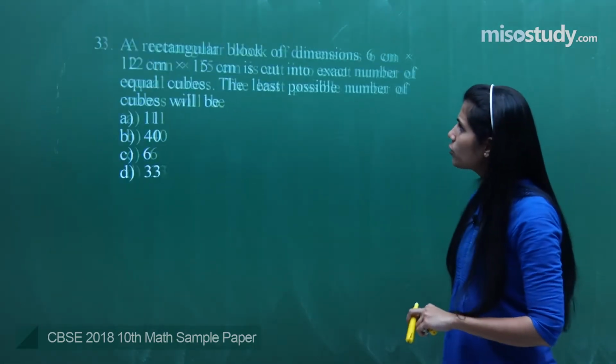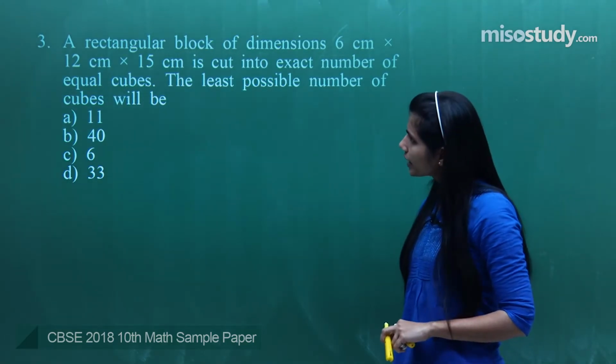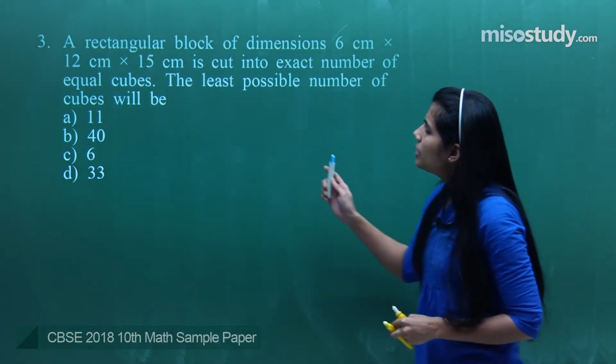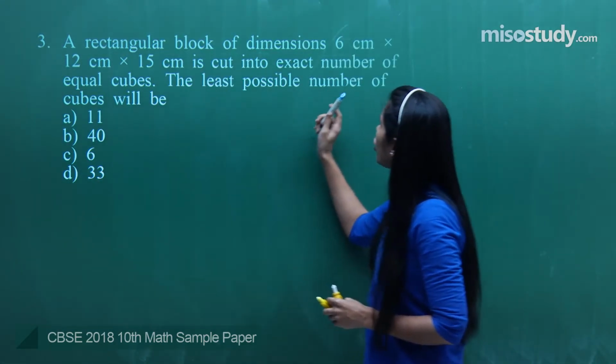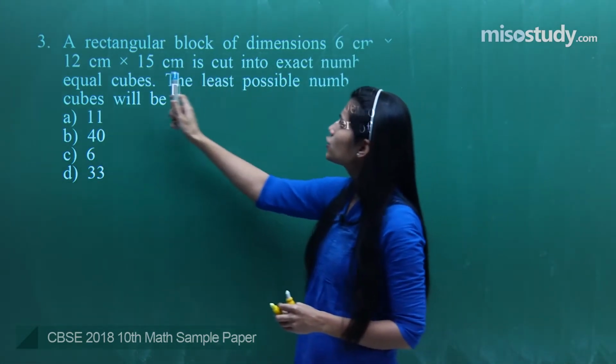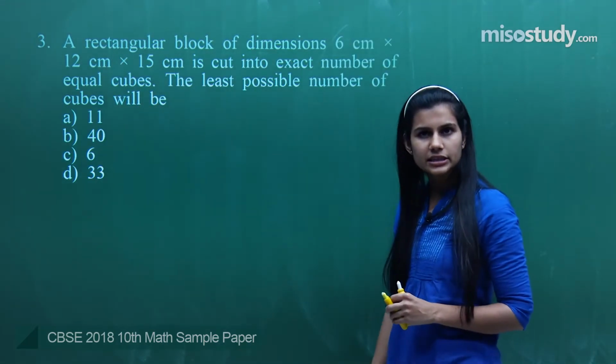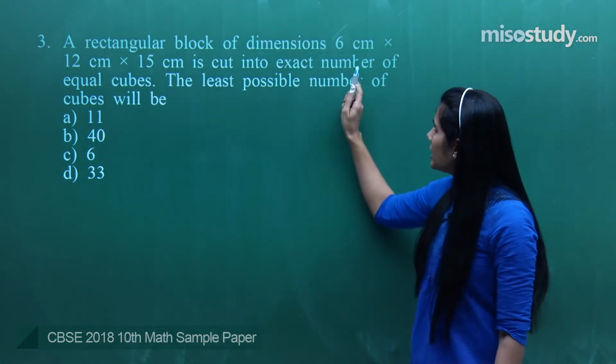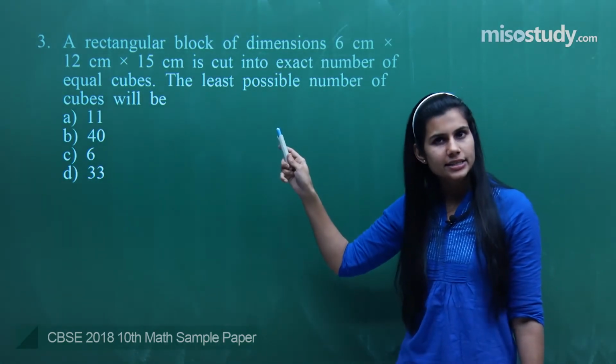Let's look at the third question now. What is the question trying to say? Let's read. There is a rectangular block of dimensions 6 centimeters, 12 centimeters and 15 centimeters. These are the dimensions of a rectangular block. That means the length is given, breadth is given, height is given.